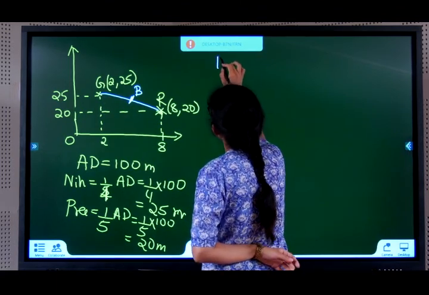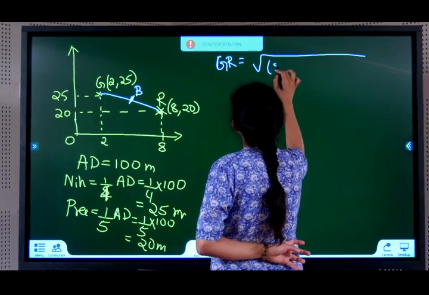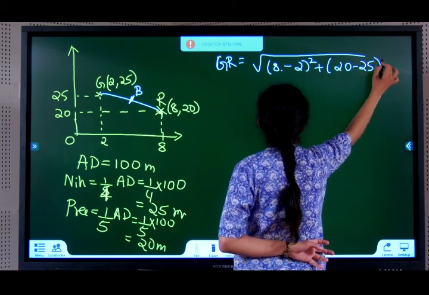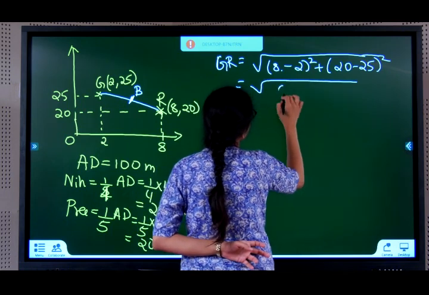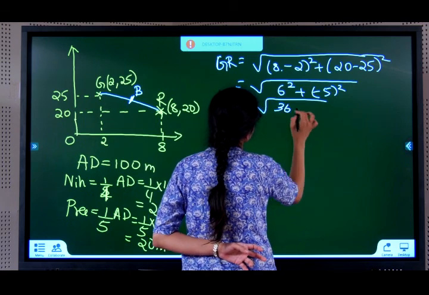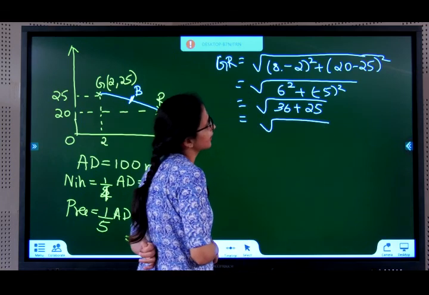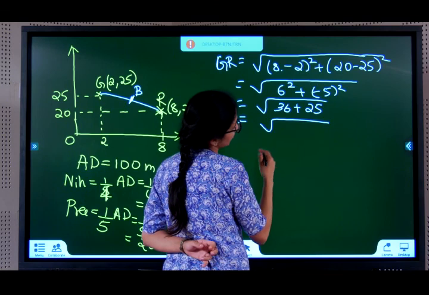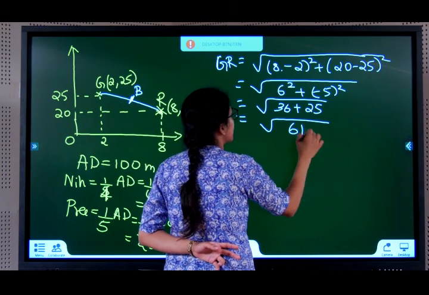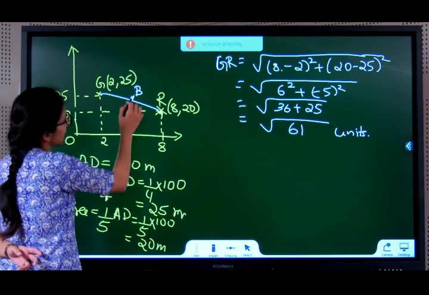So the distance GR between the green flag and the red flag, using the distance formula: square root of (x2 minus x1) the whole square plus (y2 minus y1) the whole square. 8 minus 2 is 6, square, plus 20 minus 25, minus 5, square. Root of 36 plus 25, which is 61 units. Now, she wants to place the flag exactly in between.